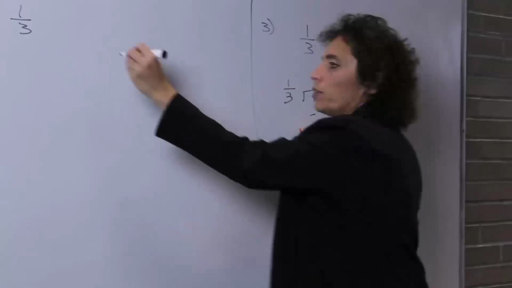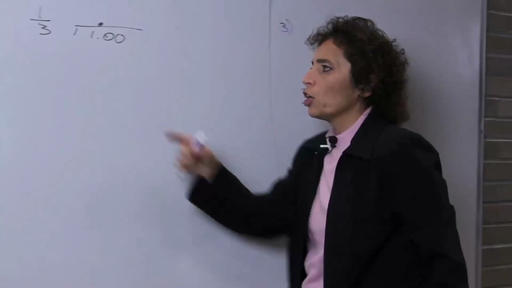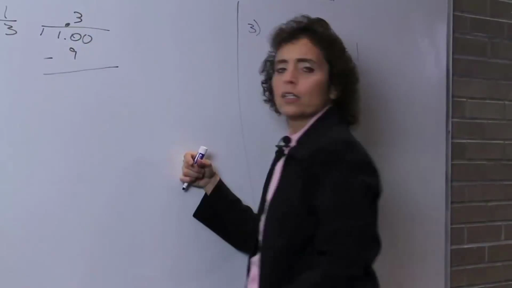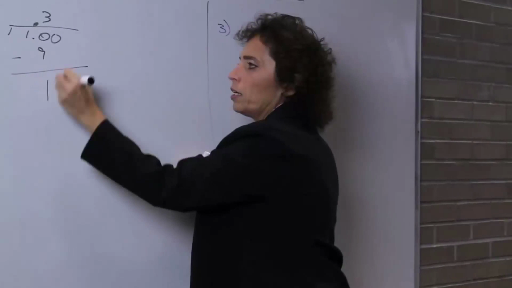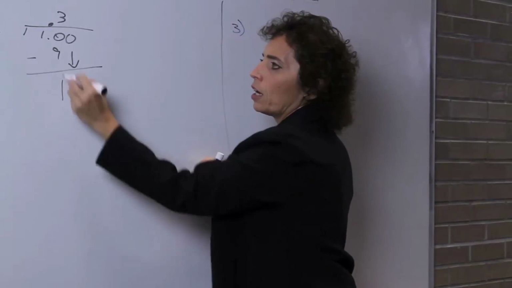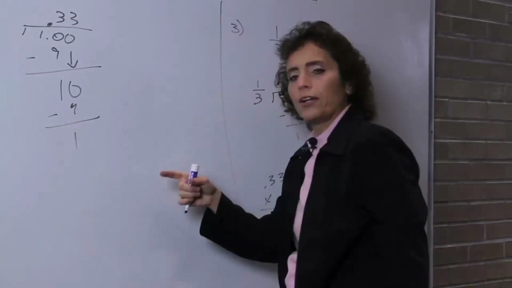1/3. We can do this little thing about dividing. Point. 3 goes into 10 3 times. That makes 9. Right? 10 minus 9 is 1. Bring it down. That's 10. You get 3 again. So 3 times 3 is 9. And you keep going, right? And the remainder is 1 here.